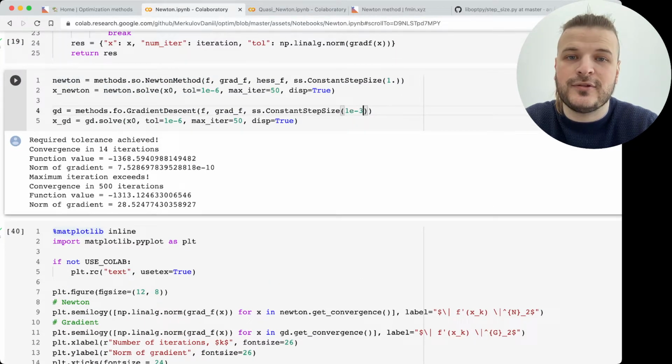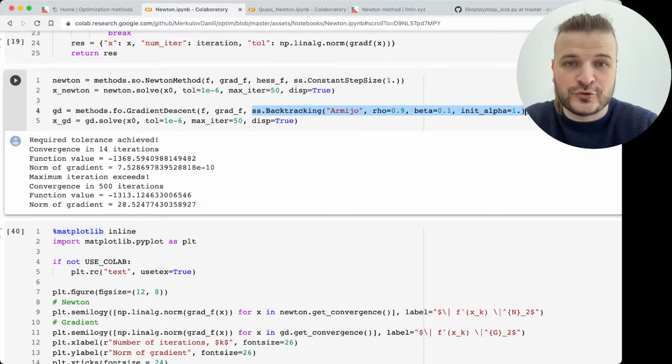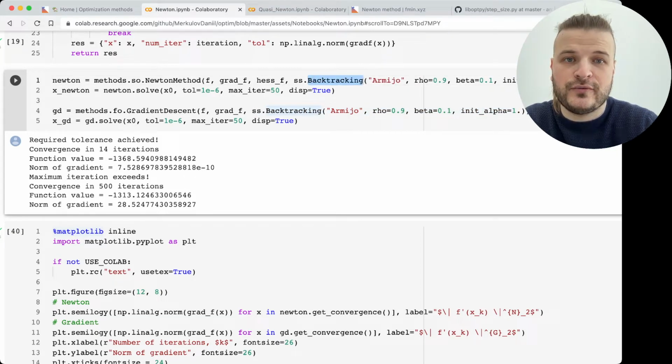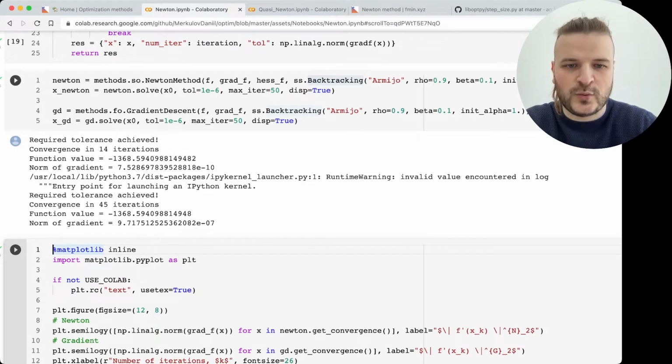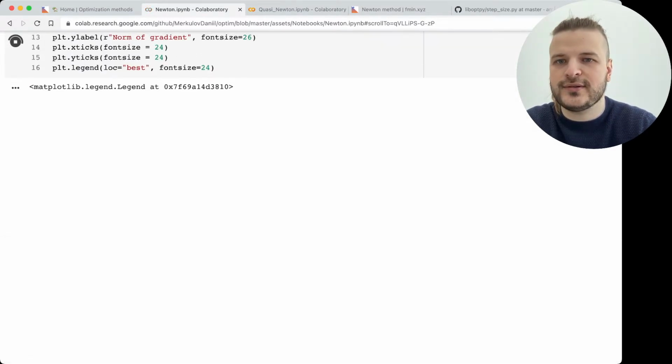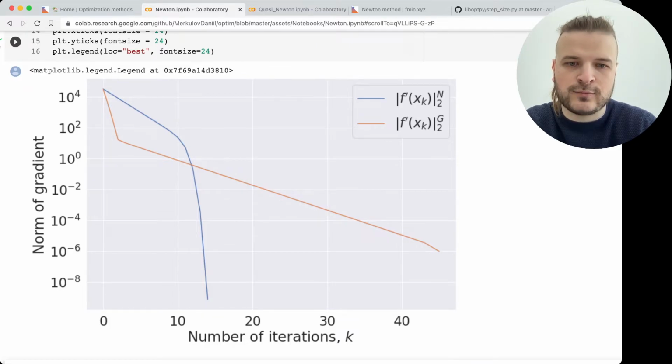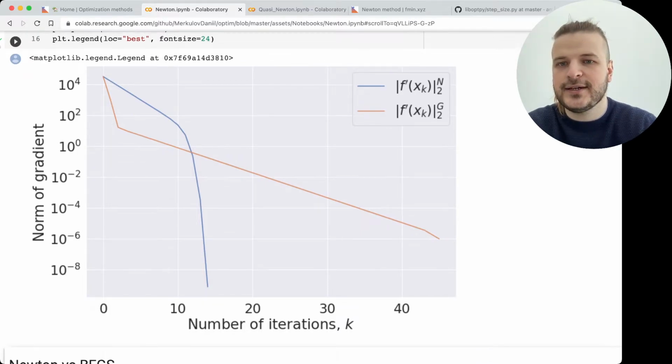And again, if you return to the Armijo backtracking, which was the default here, you'll have better results, and that's why backtracking is so important in real practical problems. Yeah, you can see the difference.